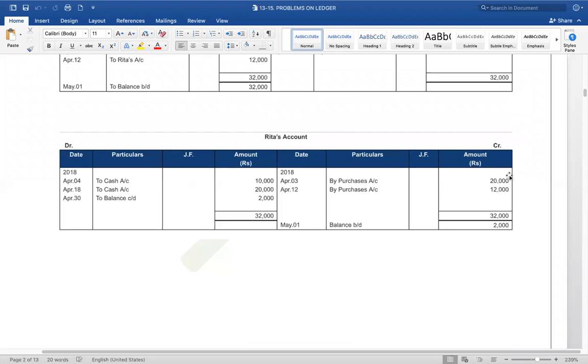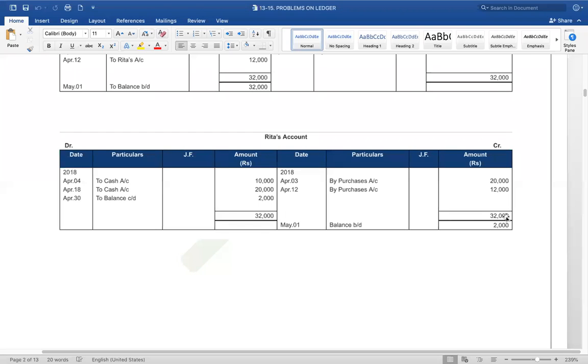The credit side total is 20,000 plus 12,000, 32,000. Whereas the total of debit side is 10 plus 20, 30,000. There's a difference of 2,000. To fill that gap, you are putting this 2,000. It is not given. You are writing that so that both the totals are equal.